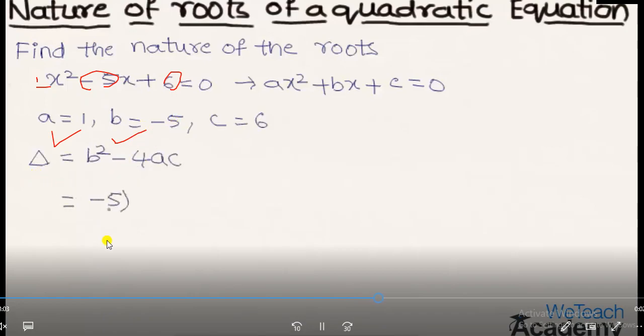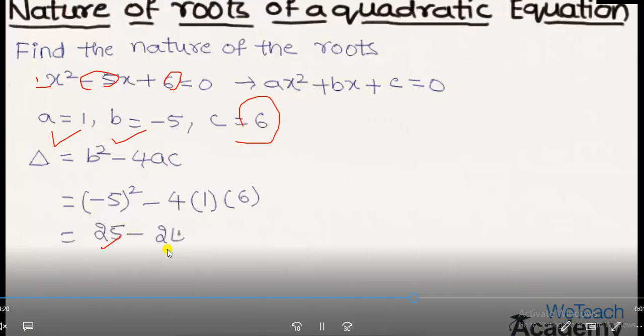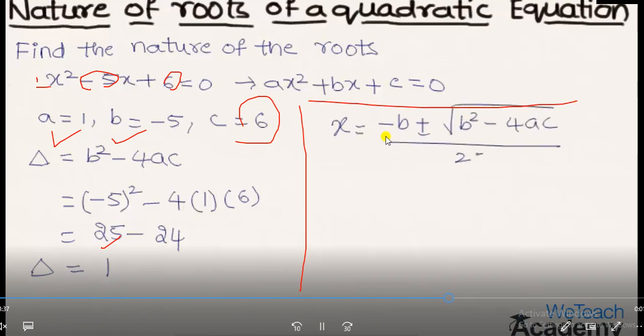So del, I told you that we can also write D as del for discriminant. So putting the values here, what will you get? b value minus 5 whole square minus 4 into a value, which is 1, and value of c is 6. So put it here. What will you get? 25 minus 24. So what is the value of D? Yes, come on. Value of D is 1. So what about the roots? 1 is greater than 0, so we will have which type of roots? We will have two real and distinct roots.